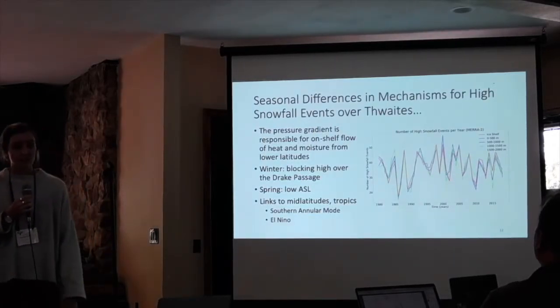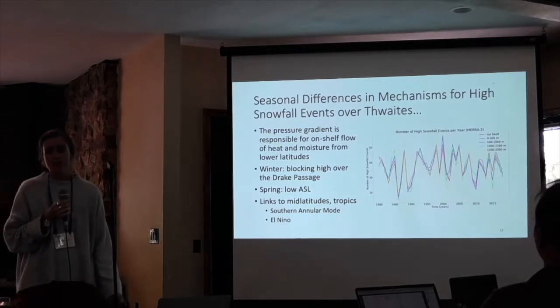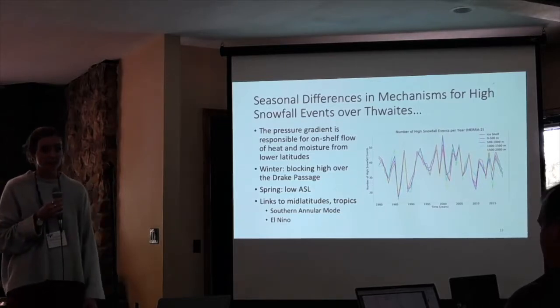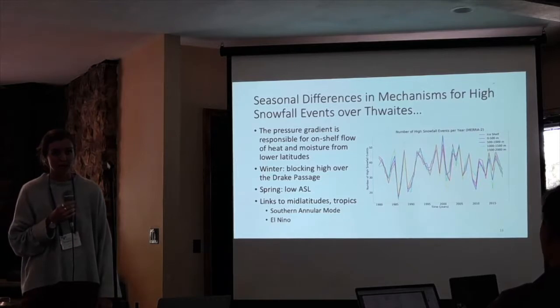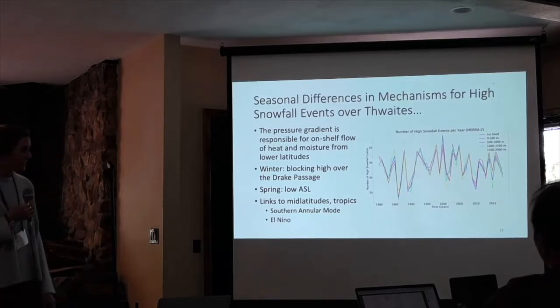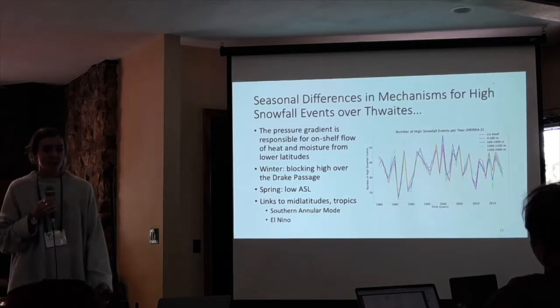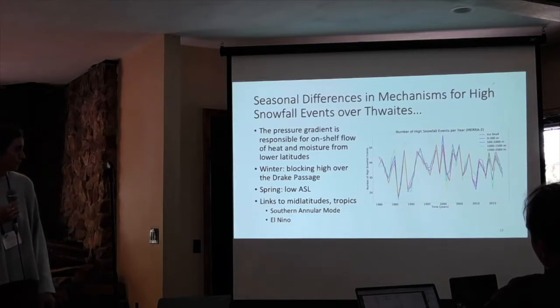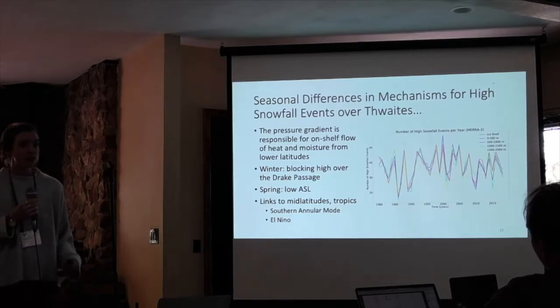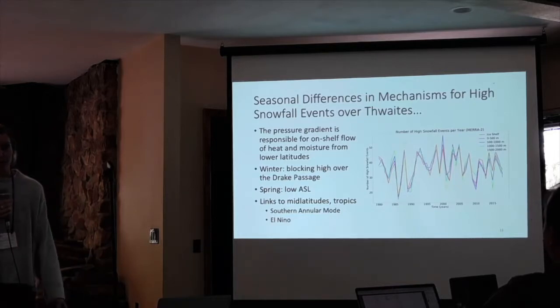So what does this tell us? Well, this tells us that there are strong seasonal differences in the mechanisms for high snowfall over Thwaites. But if we sum our number of high snowfall events that were selected for each year, there's also a large interannual variability in the number of high snowfall events.